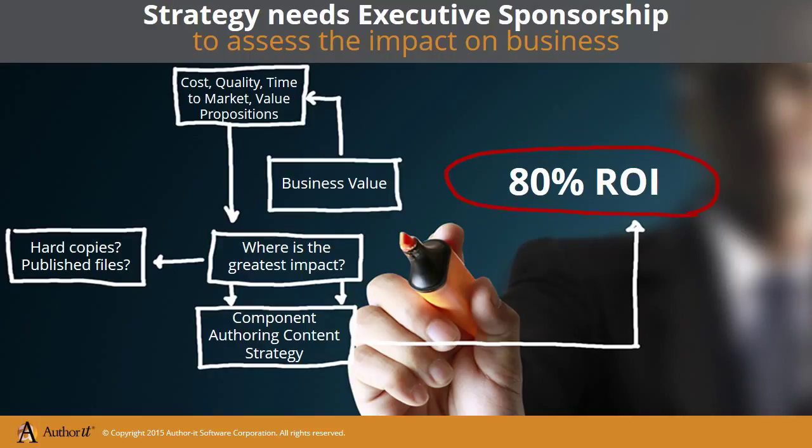Strategy, first and foremost, starts out with good executive sponsorship. It's the executives understanding what their business value is: potential cost, quality, time to market, and value propositions, and assessing where the impact is greatest. In most cases, in a traditional environment, they focus on technologies and just getting a hard copy or a published file out to a site or to where it needs to be. But really, they should be focusing on the component authoring of the content strategy, which is about 80% of their ROI.